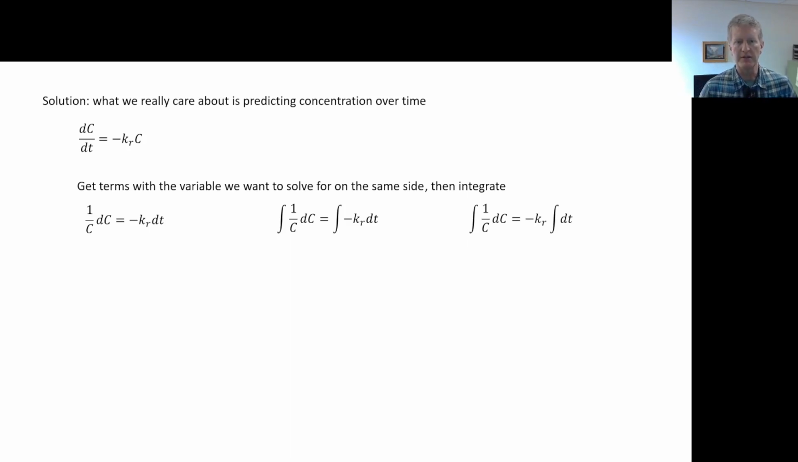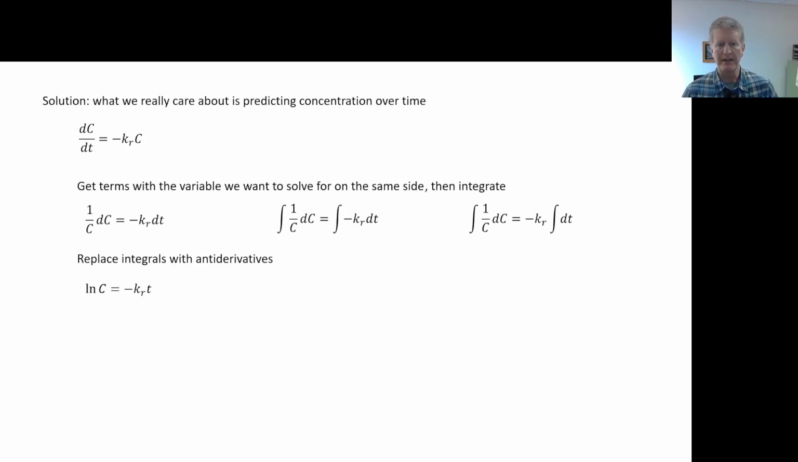To solve those integrals, we need to know the antiderivative of the formula within the integral. The antiderivative of 1 over c times dc is the natural log of c. The antiderivative of dt, or 1 times dt, is just t.